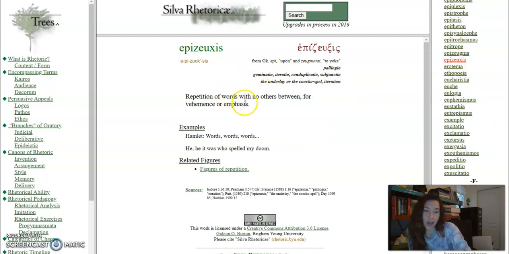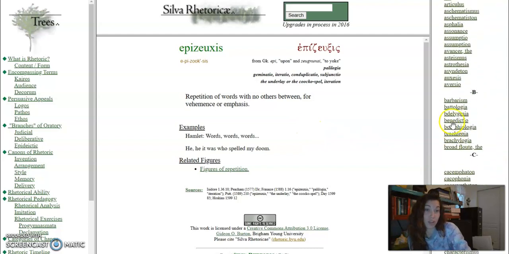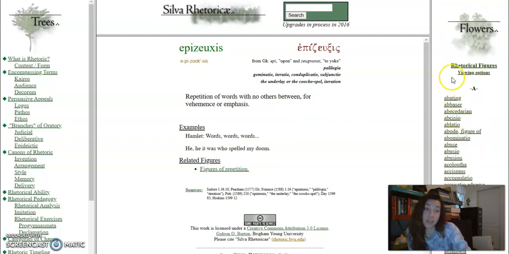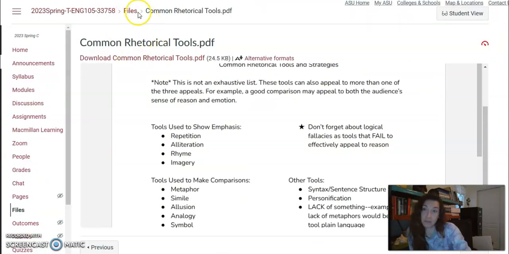This is when you have a repetition of a word with nothing in between. So, epizeuxis. Maybe you know these, but you don't know the Greek or Latin words. So if you really want to take it to the next level, you can use those, but that's obviously not required. But there you go.